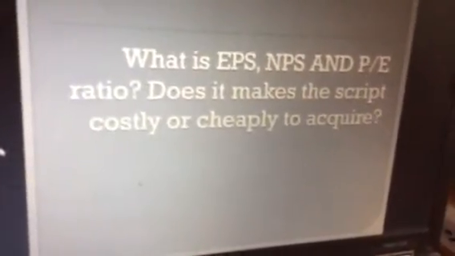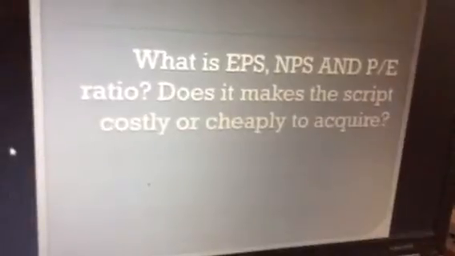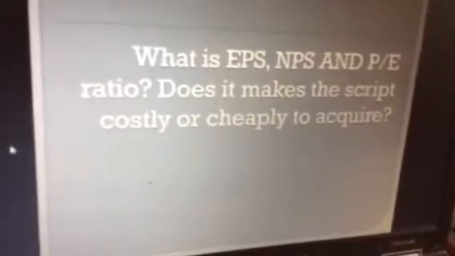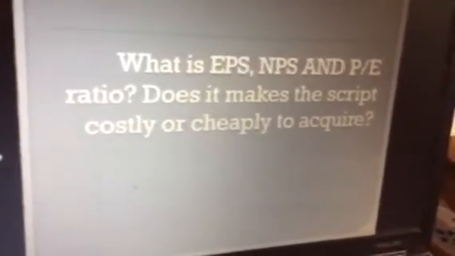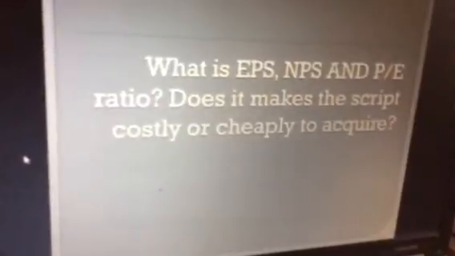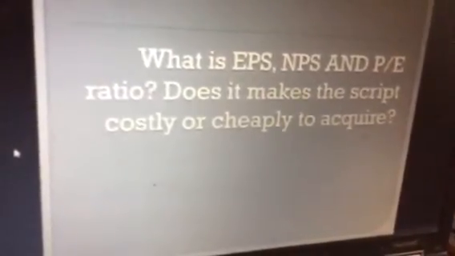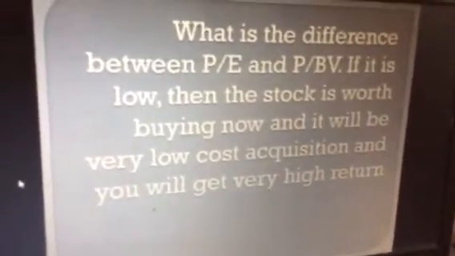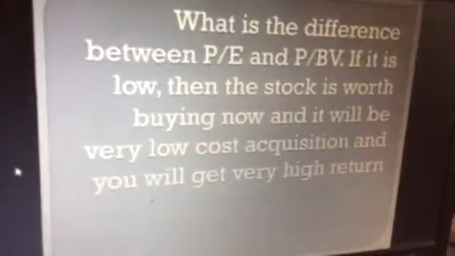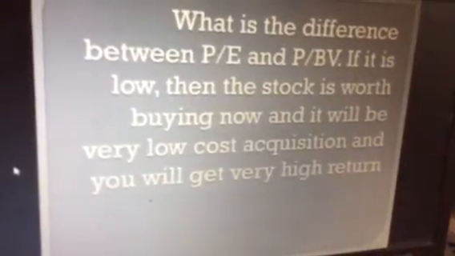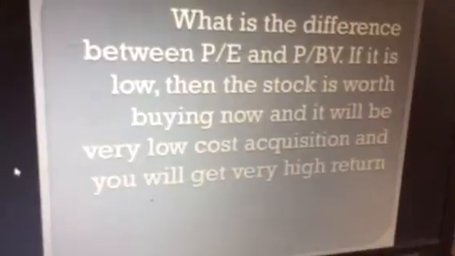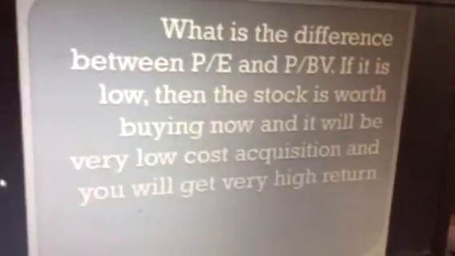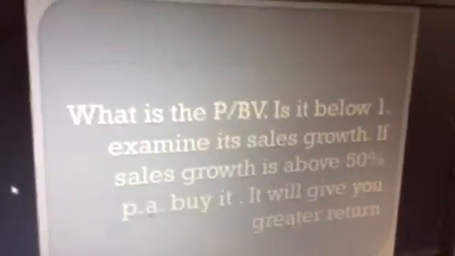What are the EPS, NPS and PE ratio? Does it make the scrip costly or cheap to acquire? EPS is earnings per share, NPS is net profit per share, and PE ratio is price by earnings ratio. These three things will indicate how costly the share is. What is the difference between PE, that is price per earning, and P by BV, that is price per book value? If it is low, then the stock is worth buying now, and it will be a very low cost acquisition, and you will get very high returns later. So this is one of the methods whereby you select a share.